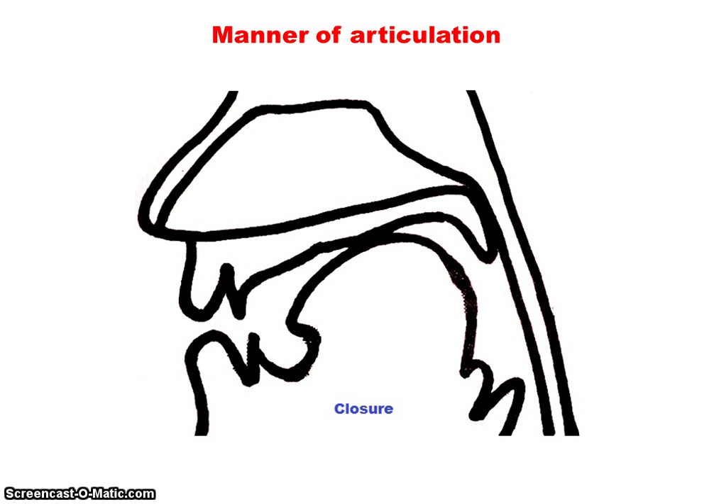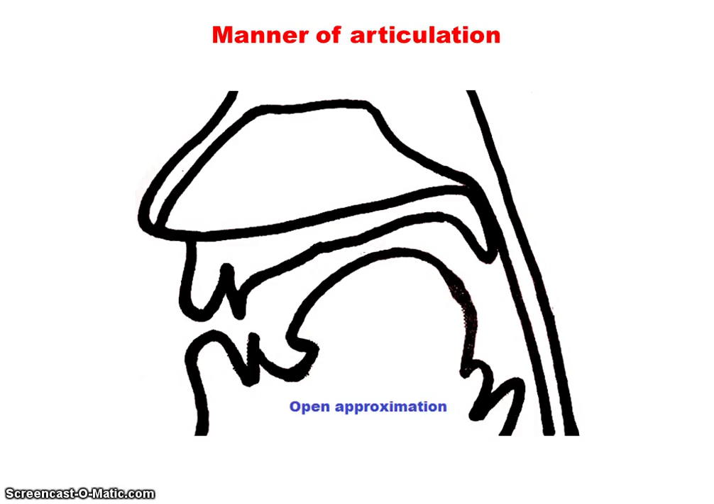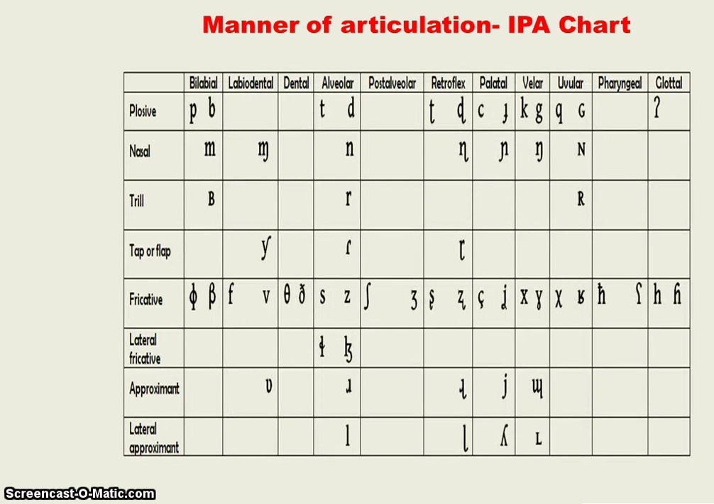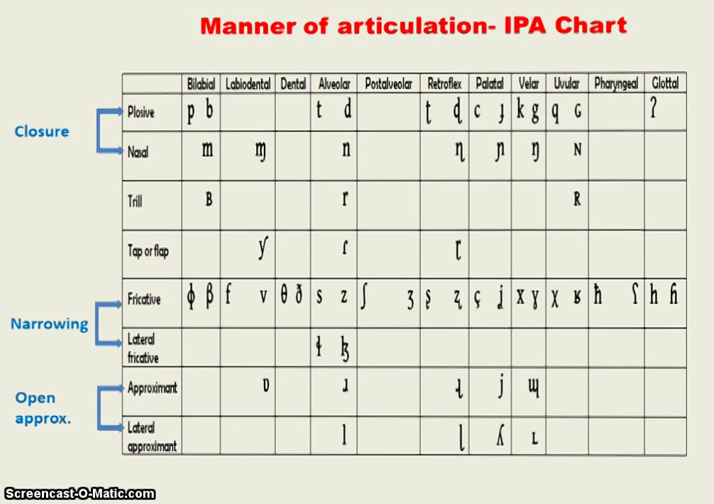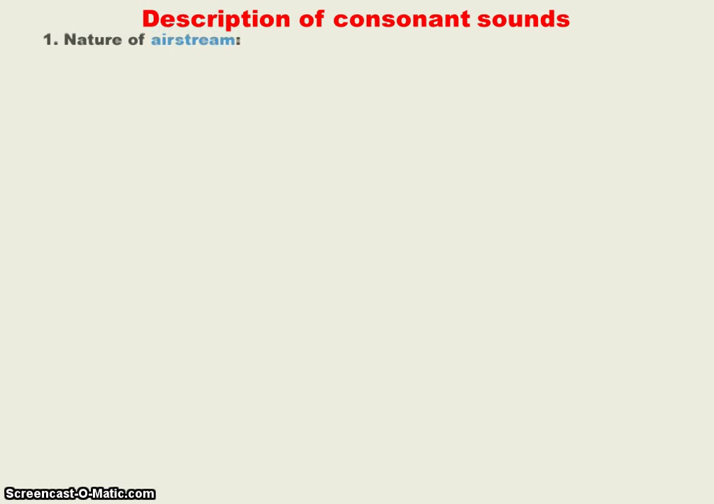Let's now see how the manners of articulation are represented using this diagram. The first configuration is that of a closure. As you can see, the 2 articulators are firmly brought together. Now here we have a configuration in which we have a narrowing, and then one in which we have an open approximation. Now let's see these actions in reverse. Manner of articulation is represented on the IPA chart as we go down. So we have plosives on top, then we have fricatives, and then we have lateral approximants. A summary. The description of consonant sounds goes as follows.